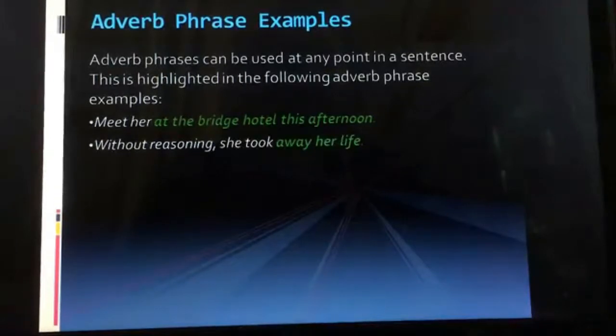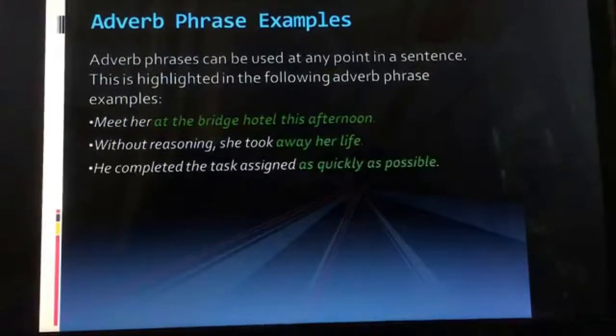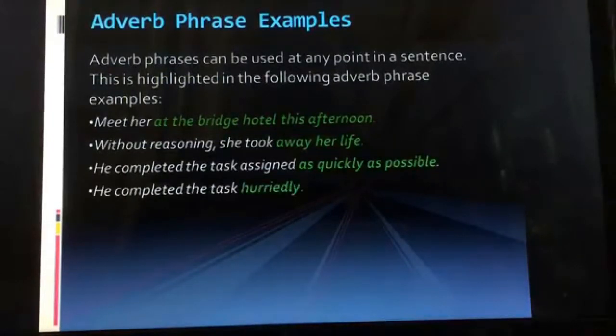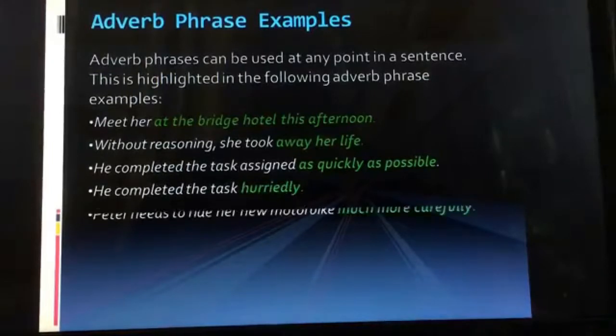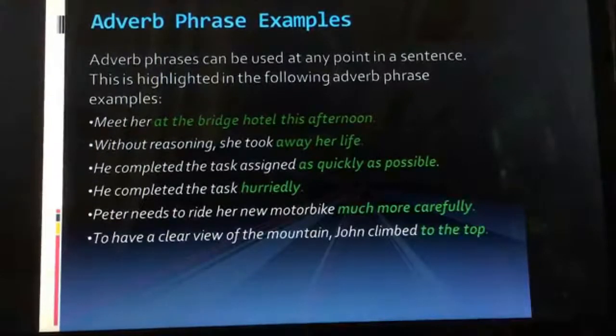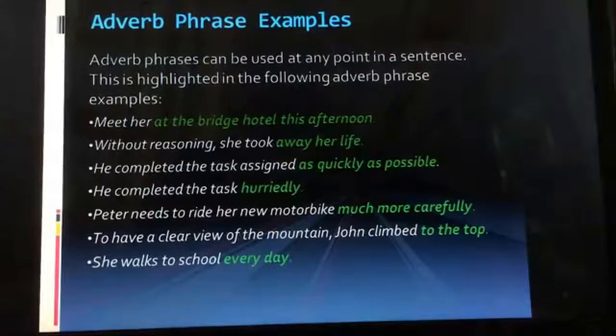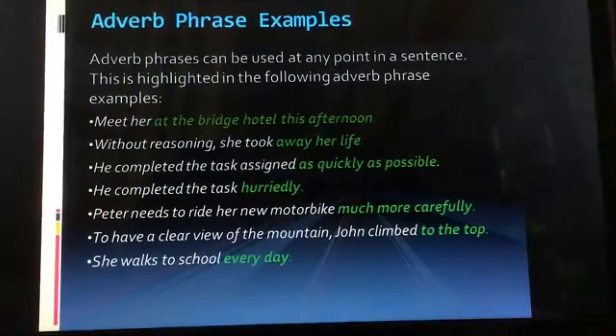Without reasoning, she took away her life. He completed the task assigned as quickly as possible. He completed the task hurriedly. Peter needs to ride his new motorbike much more carefully. To have a clear view of the mountain, John climbed to the top. She walks to school every day. Here are some adverbs which are just a single word, like this one, he completed the task hurriedly, and also some with multiple words altogether, which work like an adverb. So these are some examples of adverb phrases.